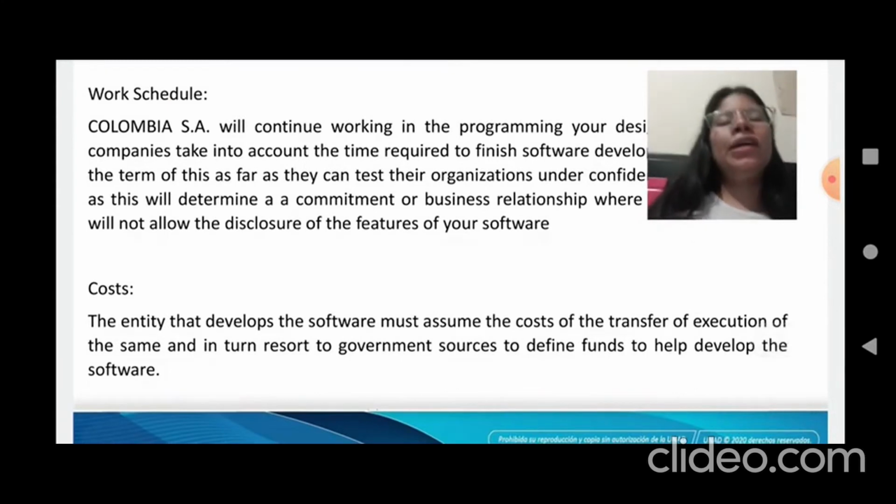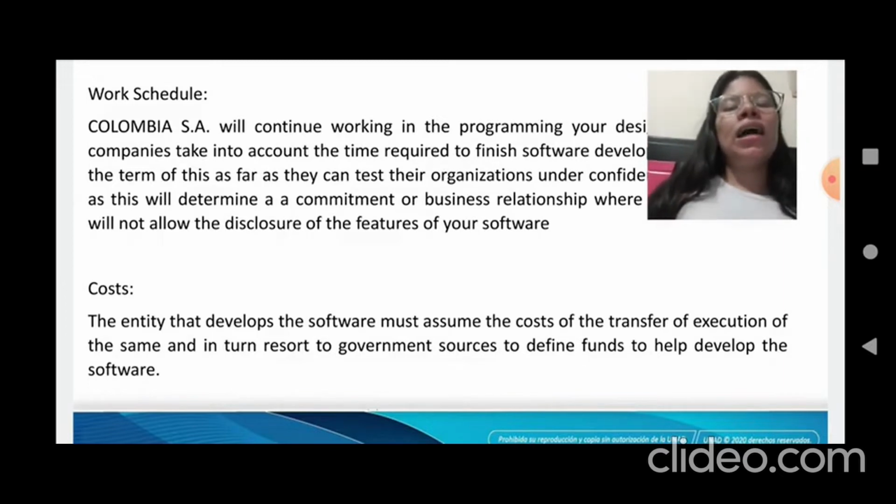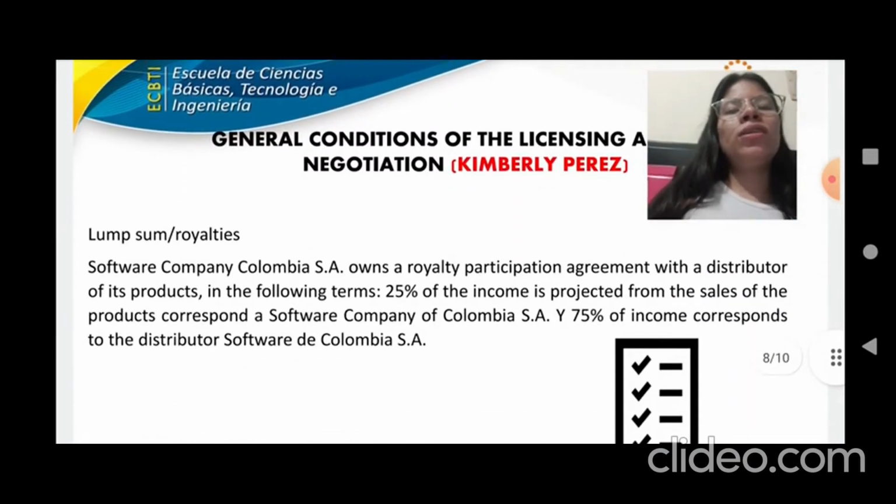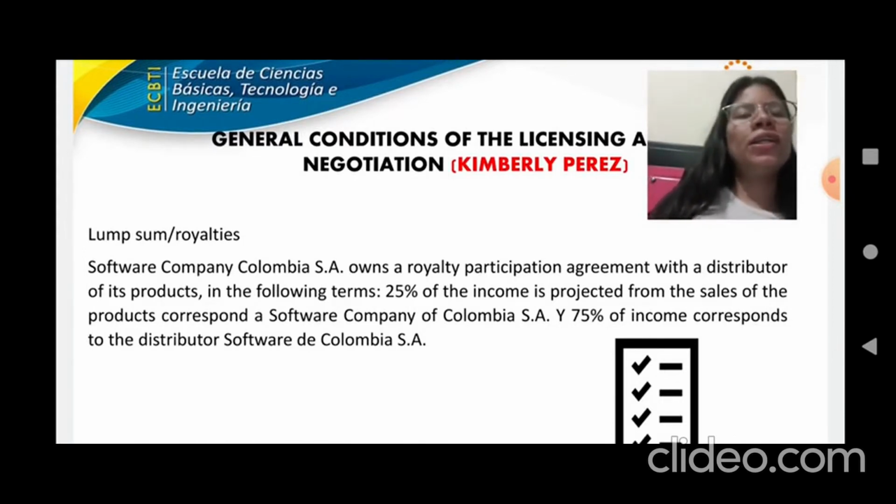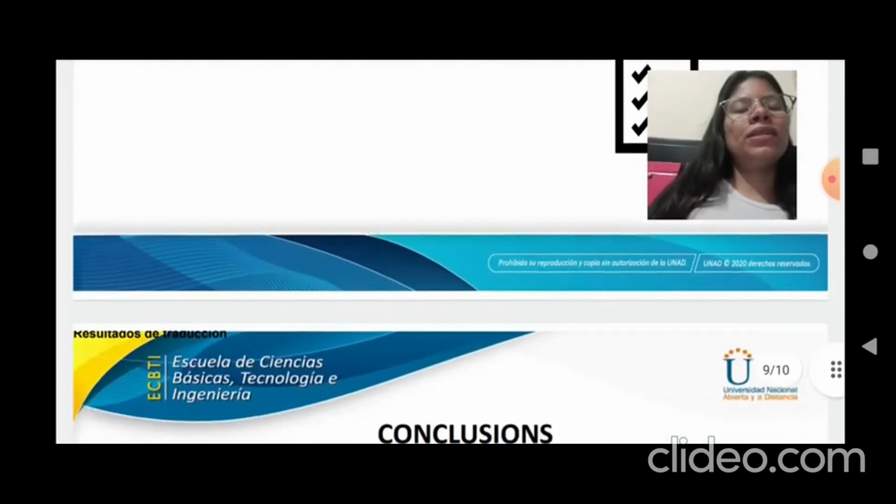Cost. The IT that develops the software must assume the cost, the transfers, and the executions of science and the resources and governance, the source that defines the fund for the whole developed software. Royalties: Software Company 25% of the project for the sale of the product, and 75% corresponds to the owner and distributor, Software Colombia SAS.